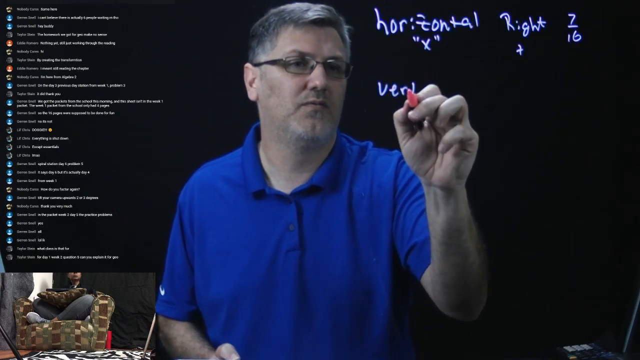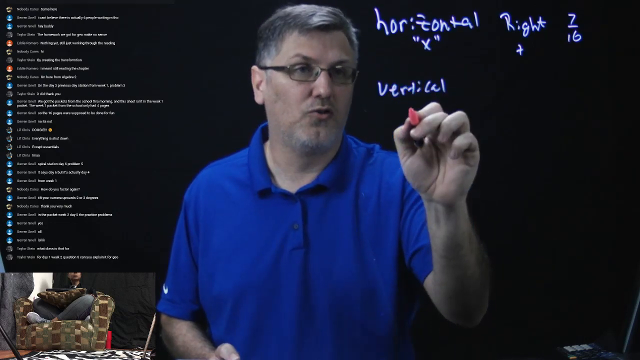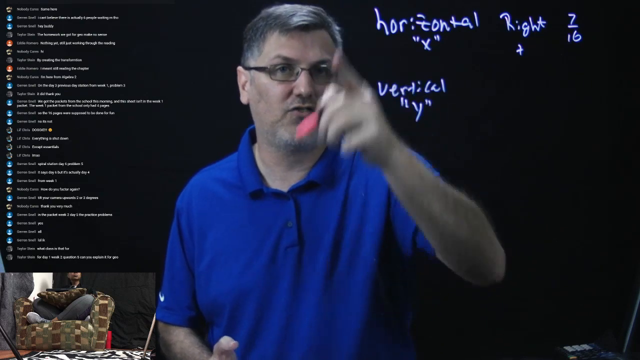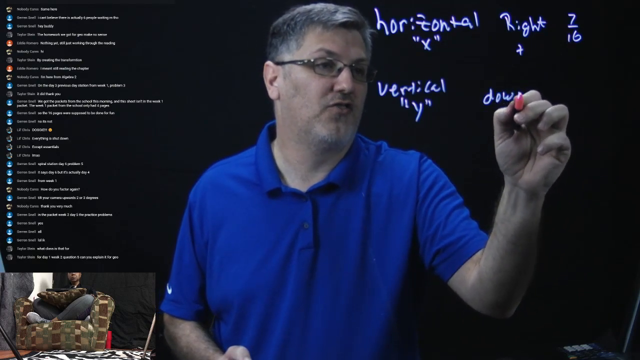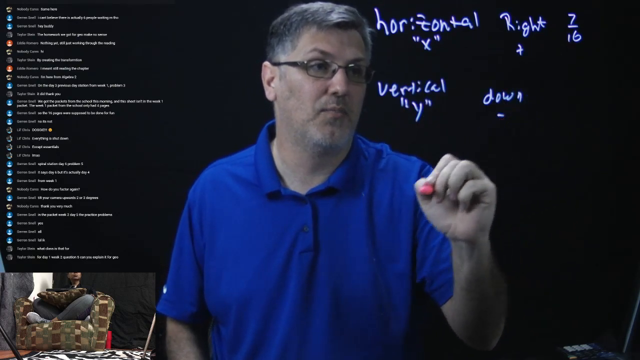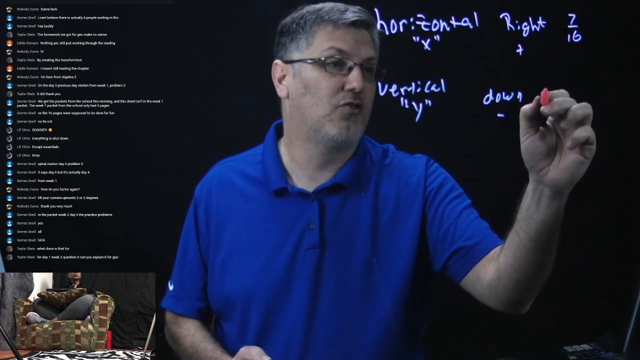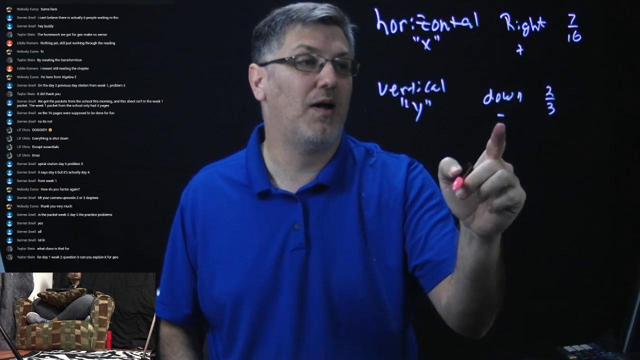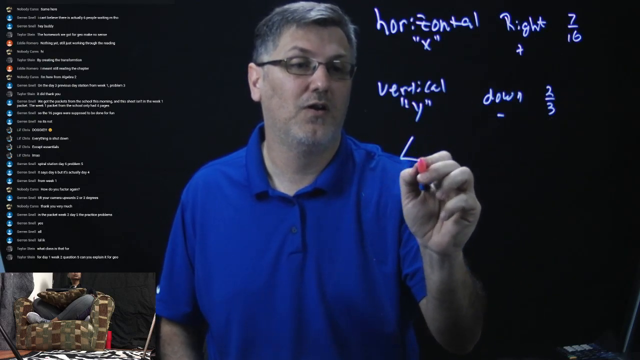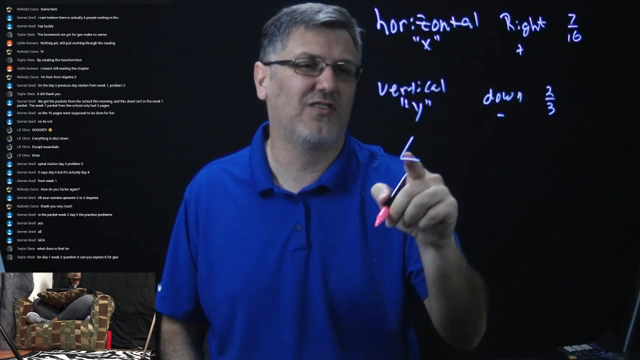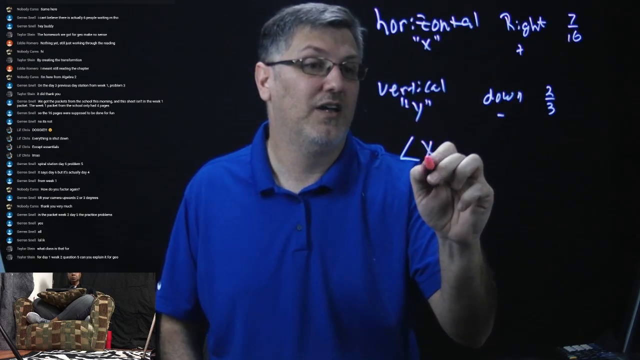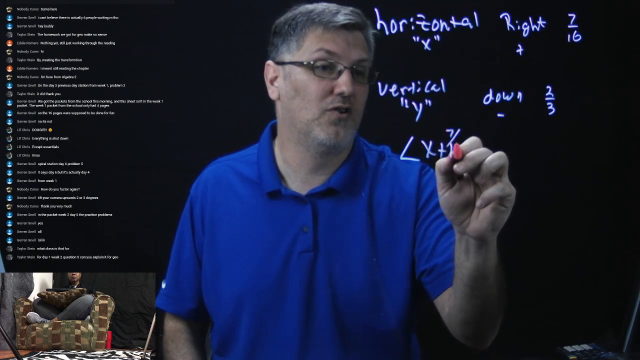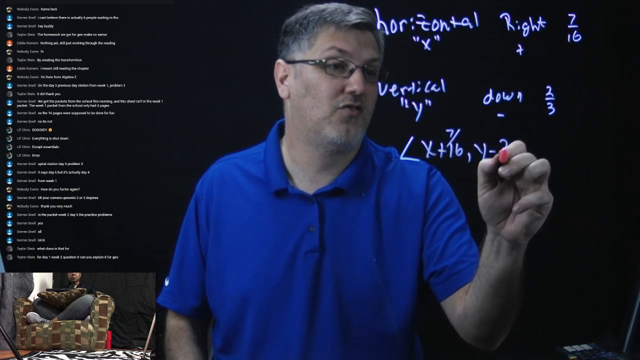Now we have vertical. Vertical is your y, because the y-axis going up and down is vertical. We're going down. If I start at the origin and I go down, I have negative numbers, so that's going to be a minus, and it's 2/3 units. So my equation is y minus 2/3. So my mapping, and you can use parentheses, but technically it's this little angled bracket, a vector bracket, is x plus 7 over 16 and y minus 2/3.